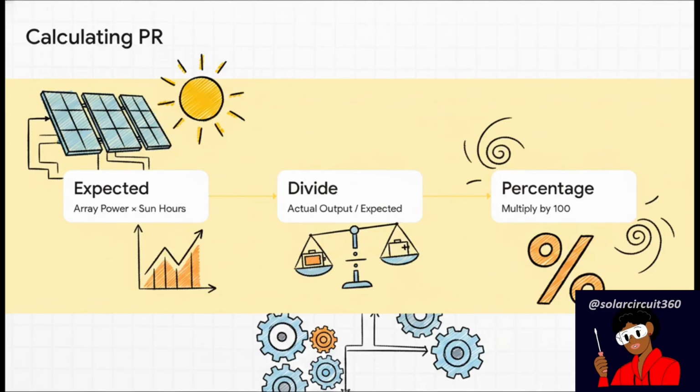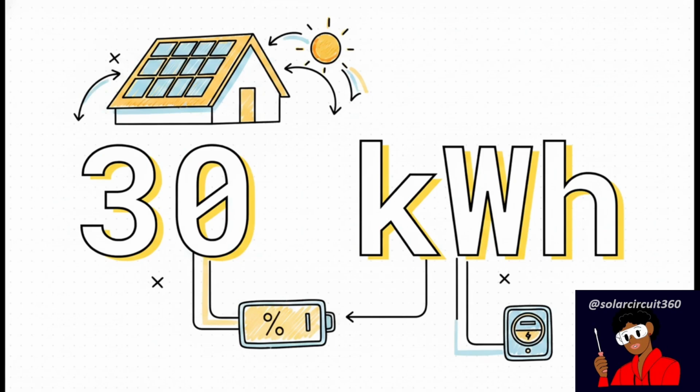The math is actually super straightforward. First, you calculate your expected energy. You just take your array's power and multiply it by the peak sun hours for your location. Next, take the actual energy your system produced and divide it by that expected number. Finally, just multiply by 100 to get your percentage. Easy, right? Let's paint a scenario to make this really concrete.